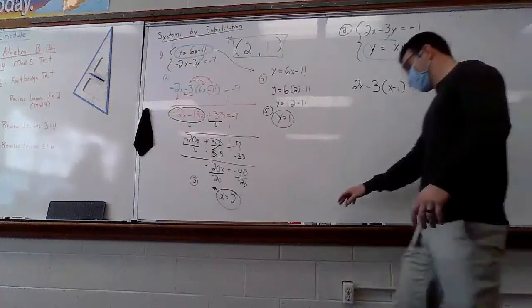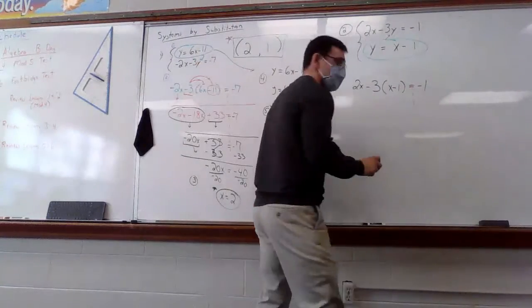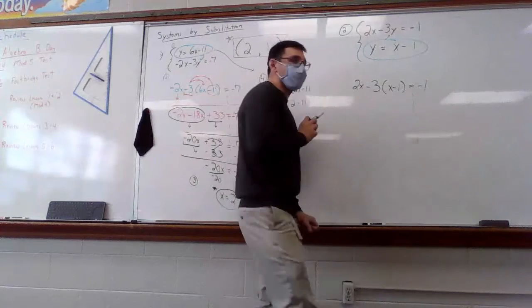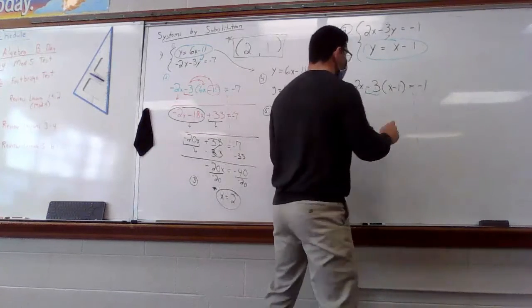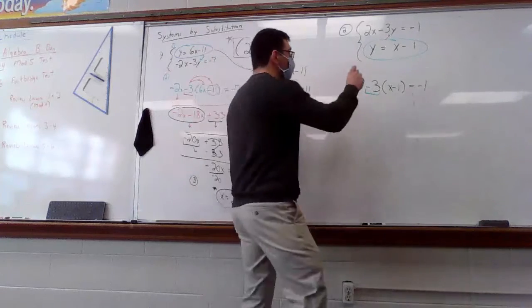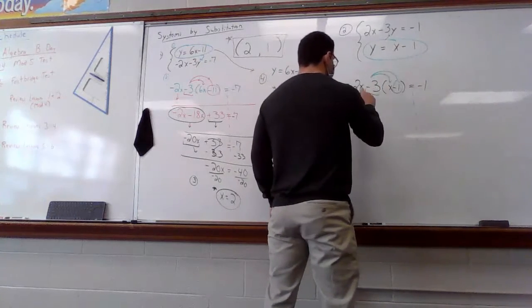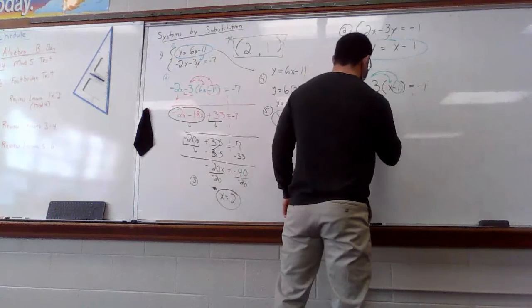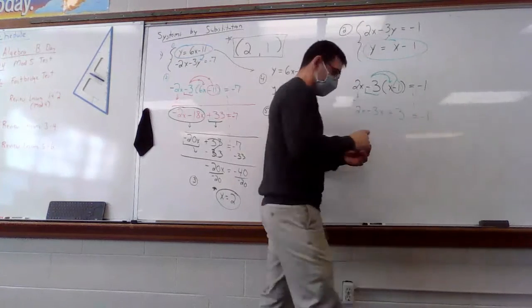Montana, first step. Find balance point. Second step. Distribute. What am I distributing? The -3. Awesome. Make sure you include the sign. So we're distributing the -3. Love it. 2x comes down. -3x plus 3 equals -1.